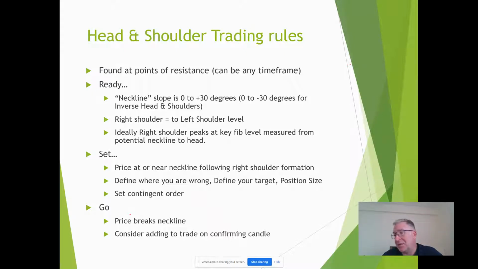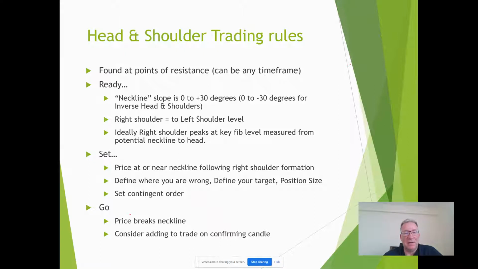Now, there's not really a search for these things, at least to my knowledge. It's really kind of a visual. But the get ready is that I see something forming that potentially could be a Head and Shoulders, and I'm able to draw some kind of neckline where the slope is 0 to 30 degrees, or negative 0 to negative 30 for the inverse Head and Shoulders.